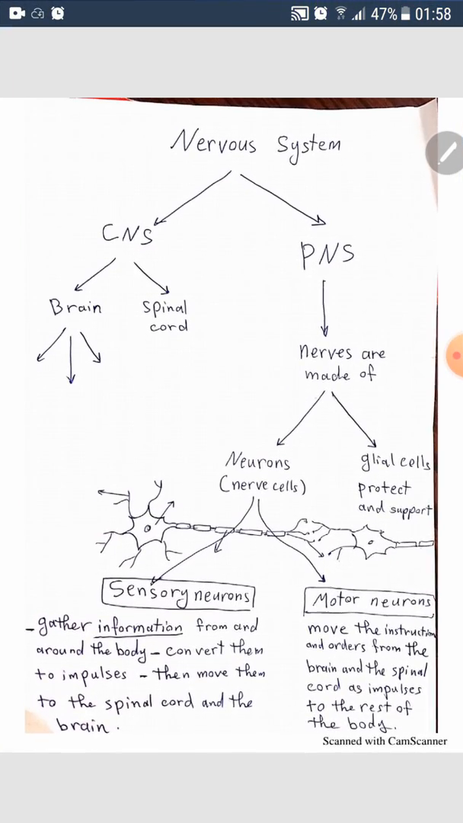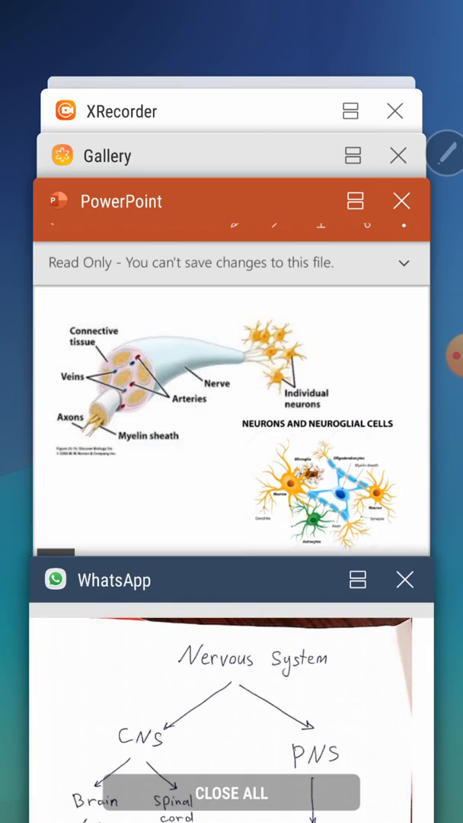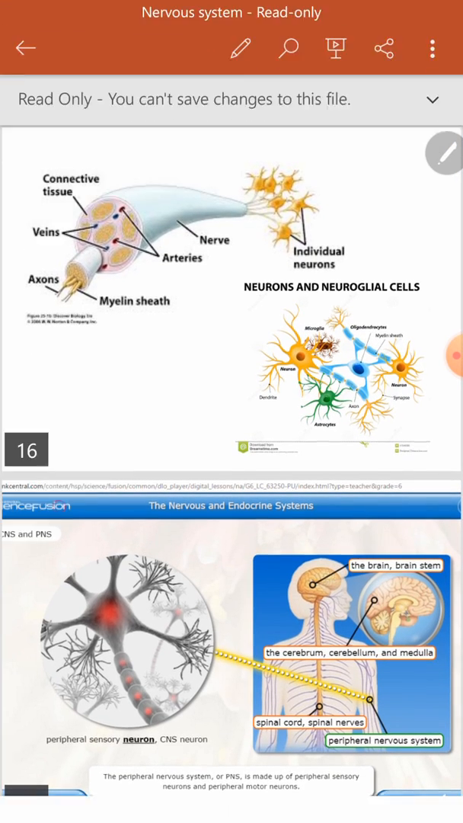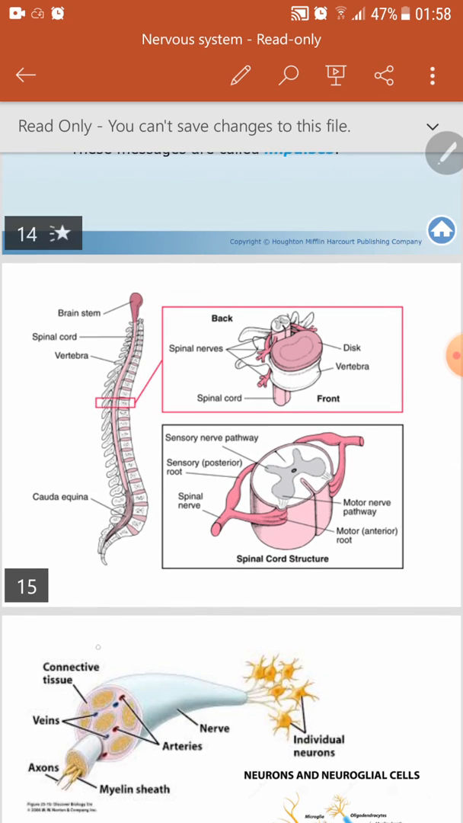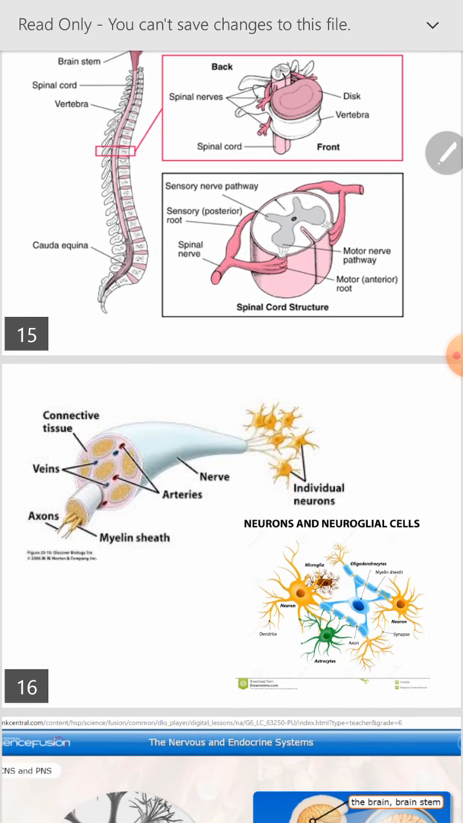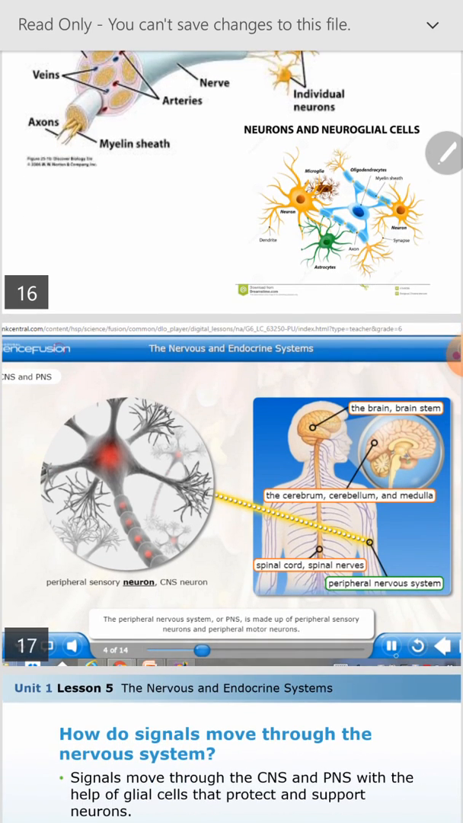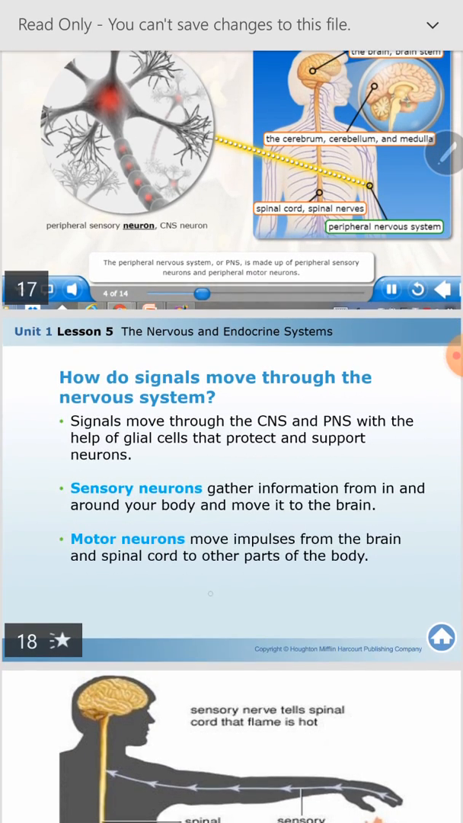And that's why, as you see here, where is our PowerPoint? Look how they are protected inside the nerve. How the spinal cord is protected inside the vertebrae, because the nerve cells are very, very important cells. If they are damaged, that means there is no recovery. Okay, now here we talk about the sensory neurons, we talk about the motor neurons. We are done from this.